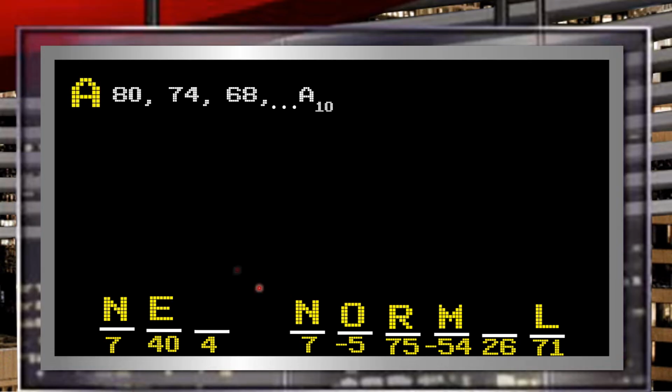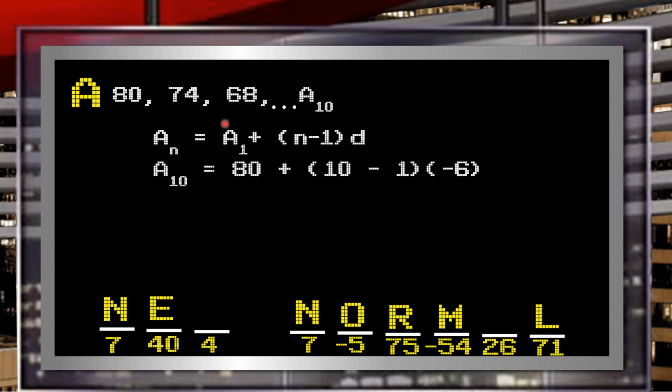Ito naman ngayon, 80, 74, 68, and we have to find the 10th term. Again, pwede nyo i-pause ang video para mag-solve kayo and then play it again para i-compare ang sagot nyo sa discussion natin. So we have the formula, and substituting the values, the last term is a sub 10 equals, the first term is 80 plus, ang n natin ay 10 minus 1, and ang ating difference ay negative 6.